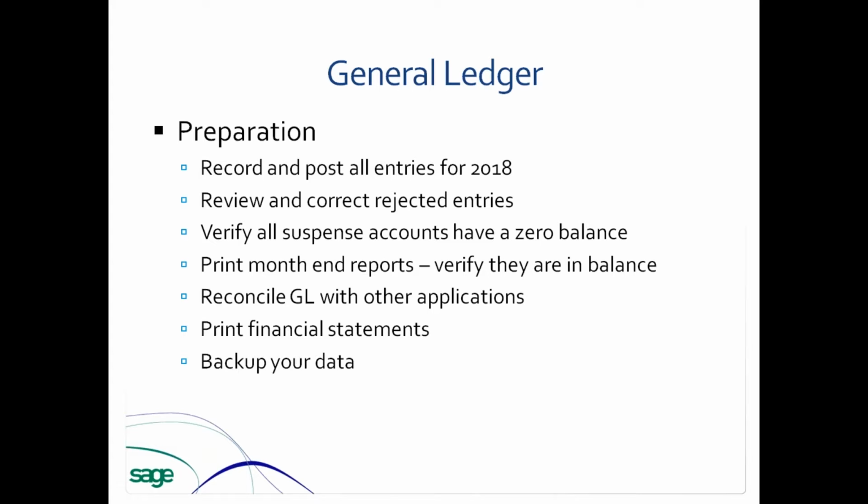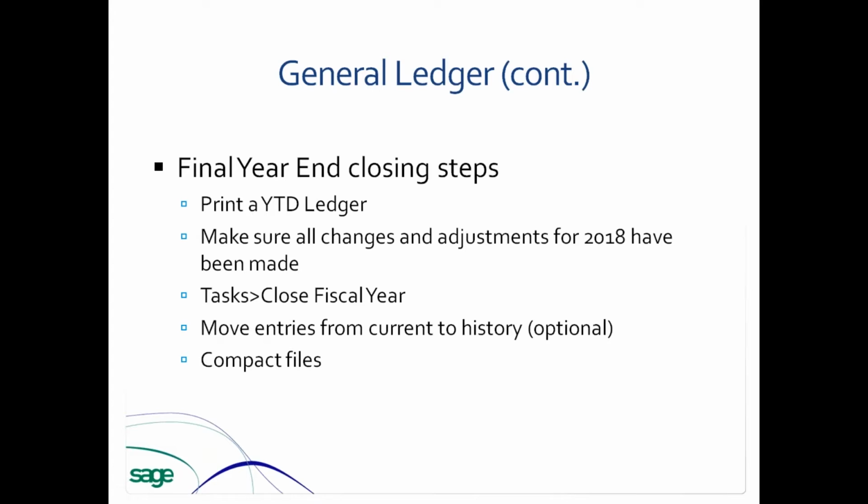Make sure that you've run all your month-end reports as they are now. Reconcile with the other applications. So reconcile AR, AP, job cost, payroll, cash management. Run your financial statements. Run a current ledger. And then make a good backup of your data, and then go ahead and close the year. You might want to go ahead and print a year-to-date ledger at this point, or you can wait. You can always reprint the year-to-date ledger for 2018 after you get those entries from the accountant.